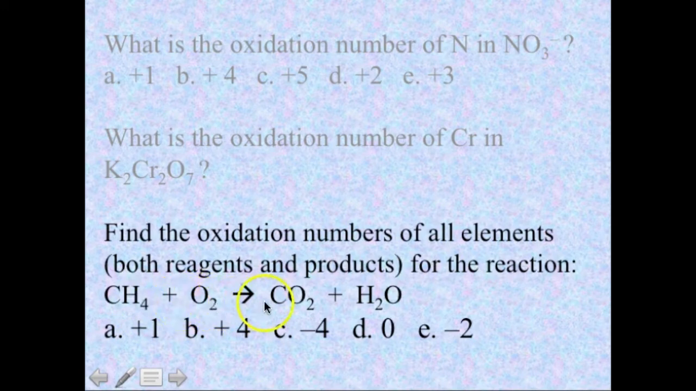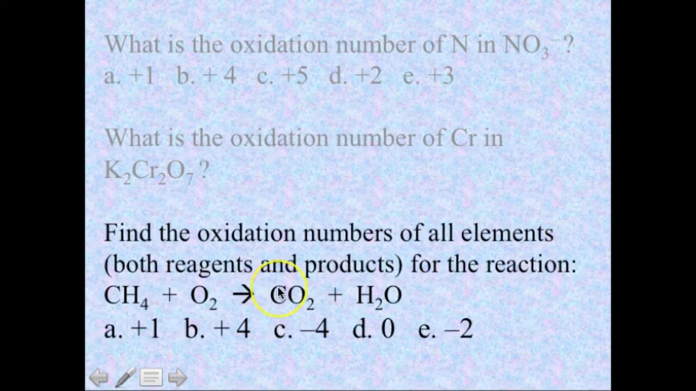Find the oxidation number of all elements, both reagents and products, for the reaction of methane plus oxygen yields carbon dioxide and water. Okay, here we go. Hydrogen is +1. There are 4 of them. That's +4. Carbon has to be -4 over here. Oxygen is 0 when it's bonded to itself like that. Carbon dioxide, oxygen is always -2. There are 2 of them. That's -4. Carbon is +4.